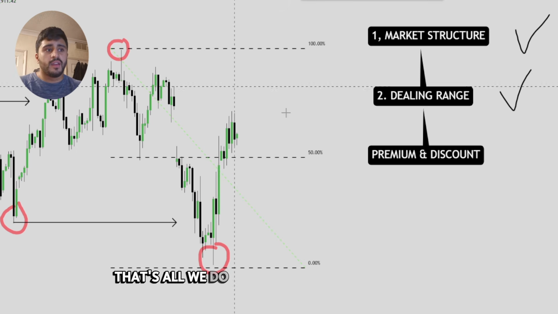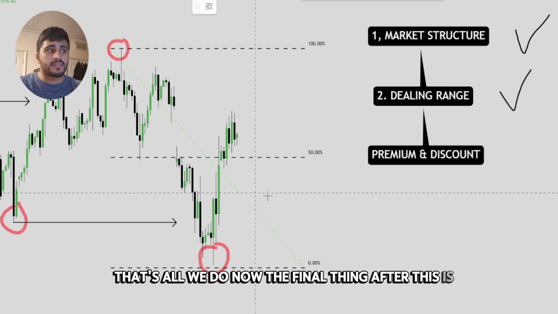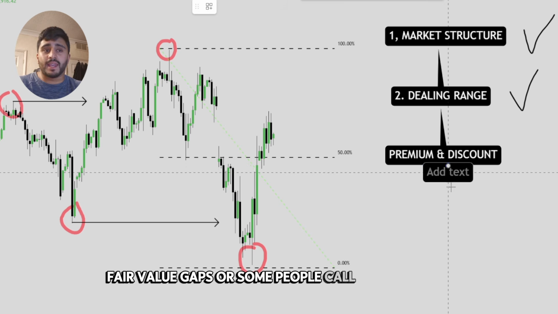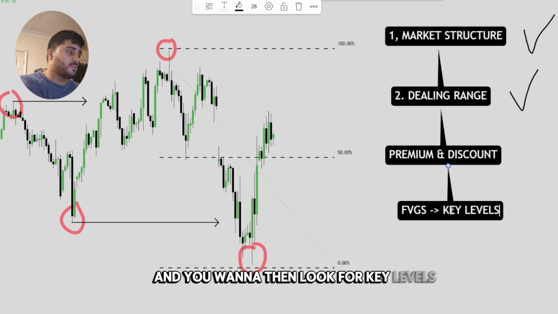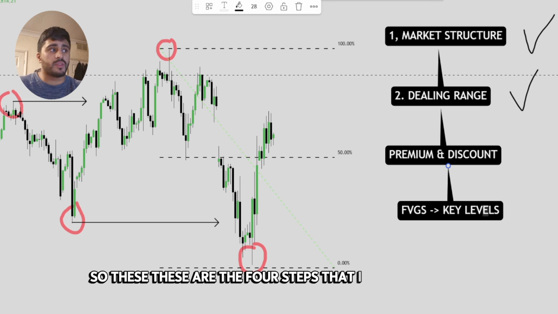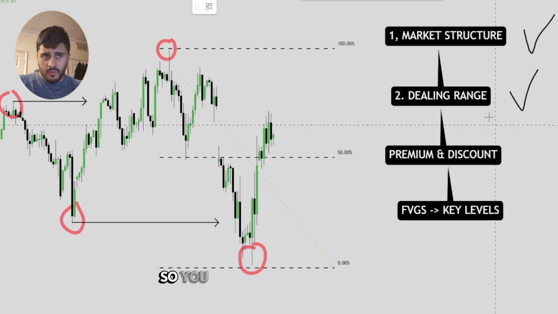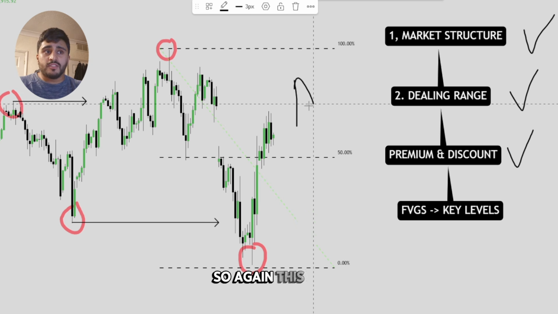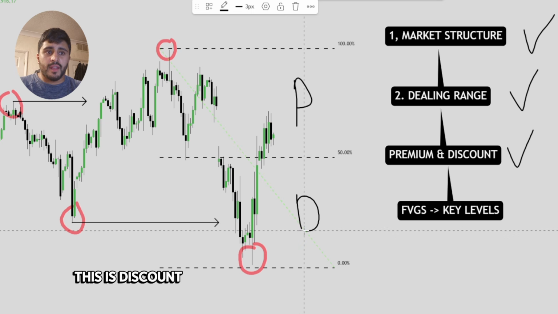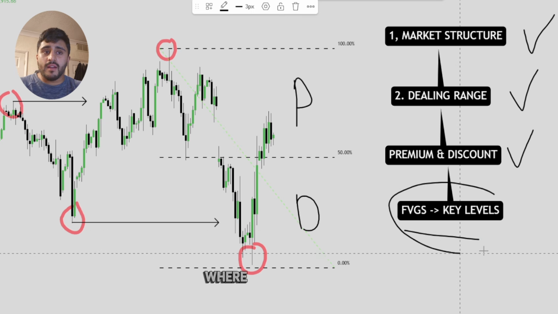That's all we do. Now, the final thing after this is fair value gaps, or some people call it key levels, right? Because my key levels come from fair value gaps. So you want to look for fair value gaps, and you want to then look for key levels. So these are the 4 steps that I follow, right? You want to have your market structure, your dealing range, your PD array sorted. Again, this is premium, this is discount, and then you want to have your key levels, right? Where are your key levels?